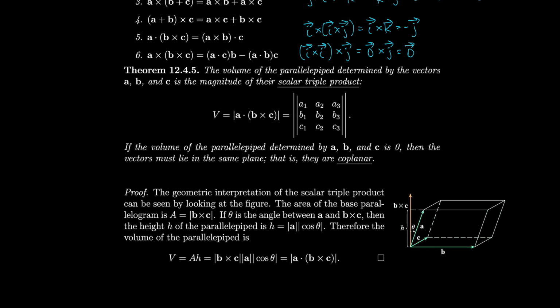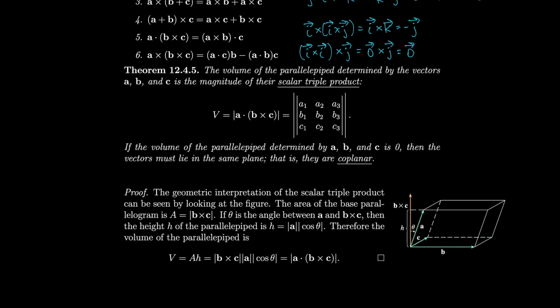The area of the base parallelogram is just the length of the cross product, as we said, B cross C. So then we want to figure out what the volume of this thing would be. Let theta be the angle between A and the cross product B cross C. Remember, the cross product is perpendicular to the other two vectors, so it stands up straight out of that plane on the bottom. If the plane is the floor, then the cross product goes straight out from the floor.